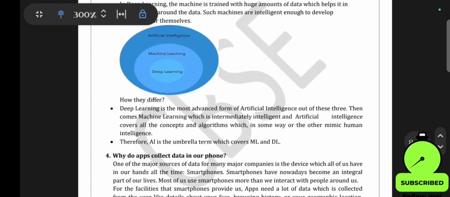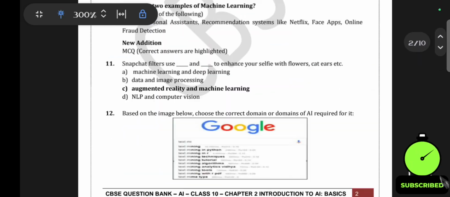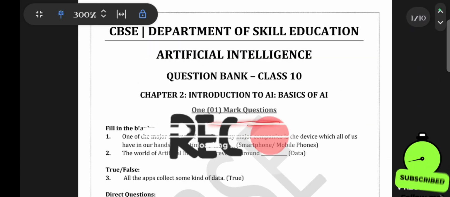Here I have discussed all types of questions like MCQs, case-based, 1 mark, 2 marks, 3 marks.